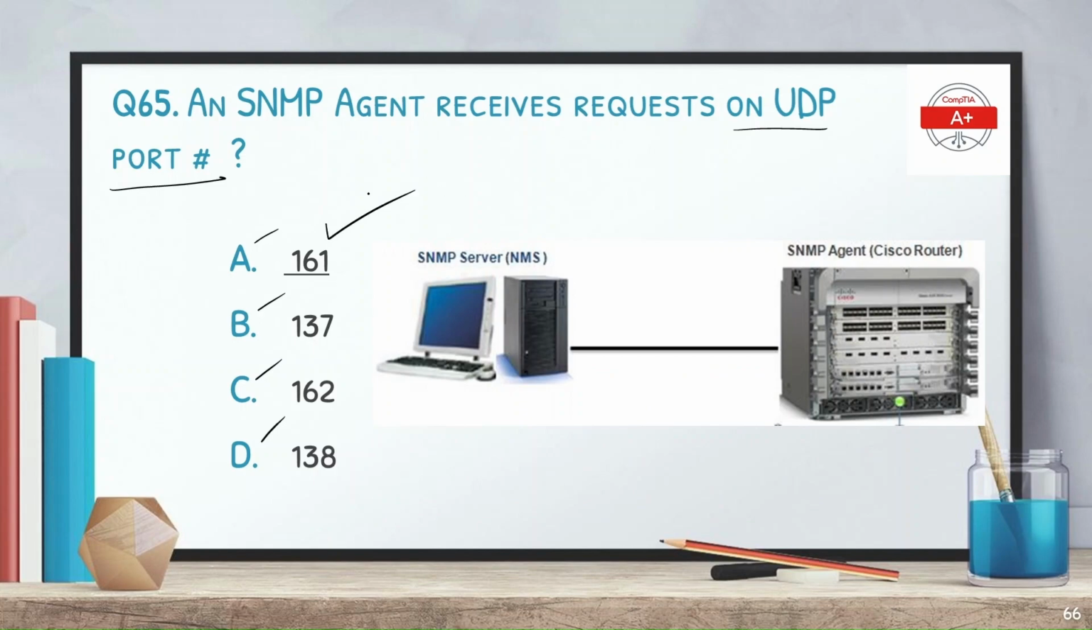So basically the SNMP agent is present on the network device that you want to manage or monitor. In this case, let's suppose here we have a Cisco router. So this agent receives requests on UDP port 161, while the SNMP server or the NMS system receives data on port number 162. They both use protocol UDP.